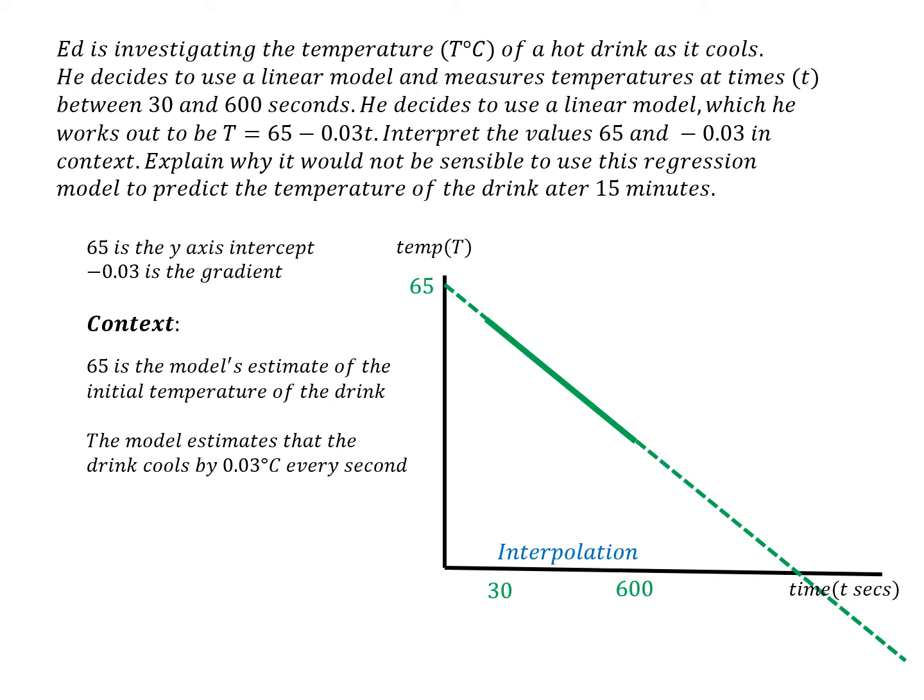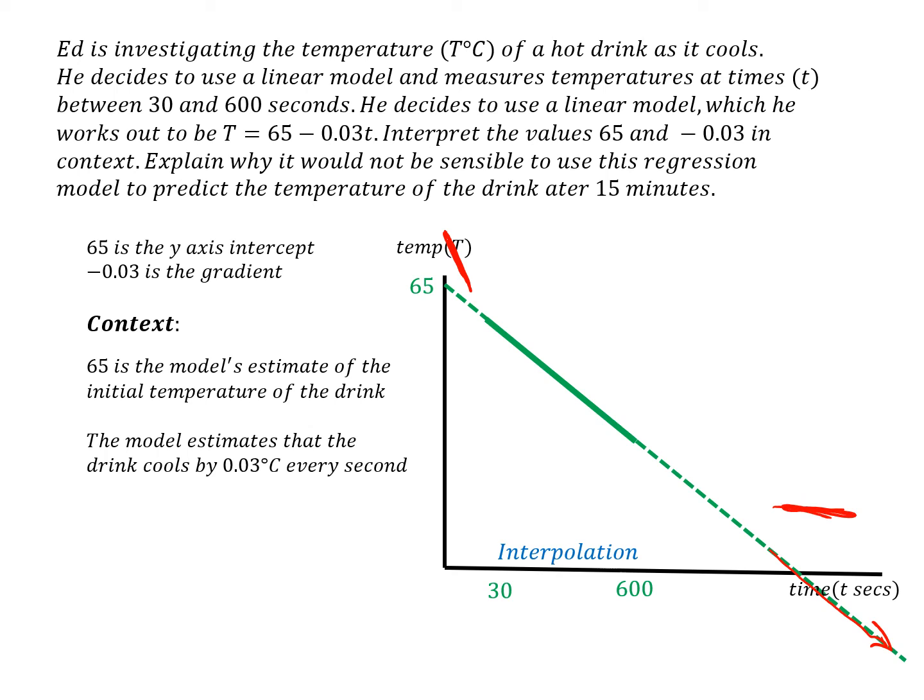And that's called interpolation. But if we want to make estimates for times outside of that range, 30 to 600, then we're taking more of a risk, because in fact, it's unlikely that the temperature will continue in a straight line. If it does, then by the time we get down here, we've got a negative temperature. Also, it's likely that initially the drink will cool down quicker than it does later on when it's getting closer to room temperature.